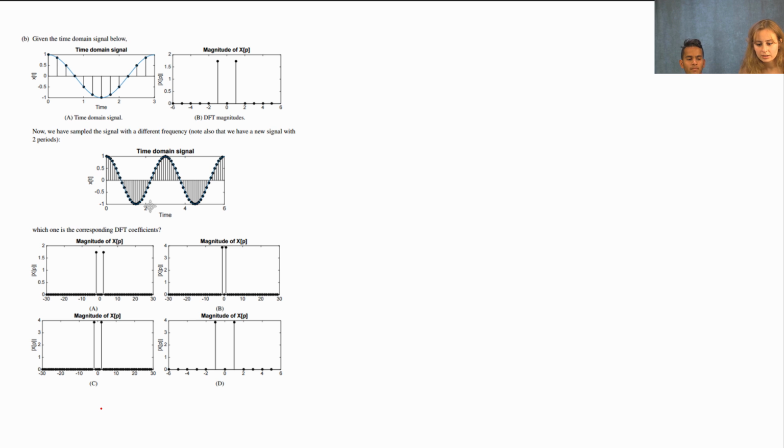Okay, so we have a time domain signal, which is a pure sinusoid. Therefore we have 2 non-zero DFT magnitudes, and now we have a signal with 2 periods. And we sample at a different frequency. I can see that it's more heavily sampled. So first of all, I have a different number of sample points for A, B, C, and D.